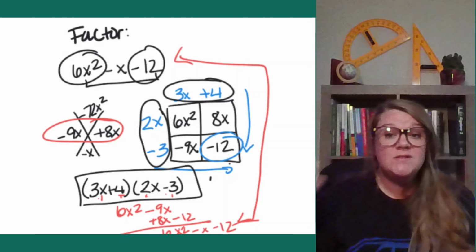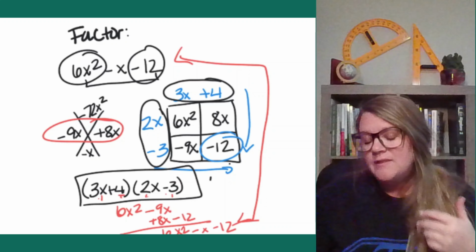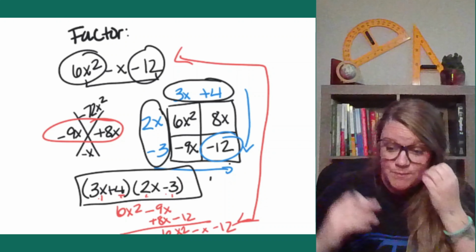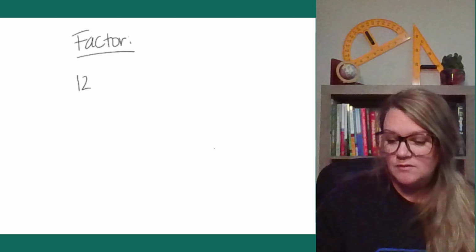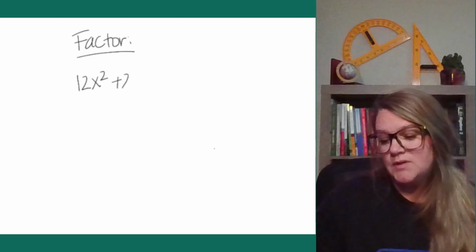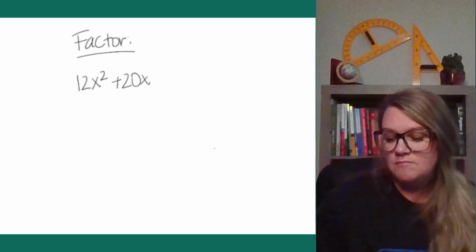Okay, so this is the Xbox method. And like I said, this one is kind of slow and clunky at first, but some people get really, really fast at it. You'll get better at it as you keep practicing. So let's practice with another one. Let's factor this one. 12x squared plus 20x minus 25.